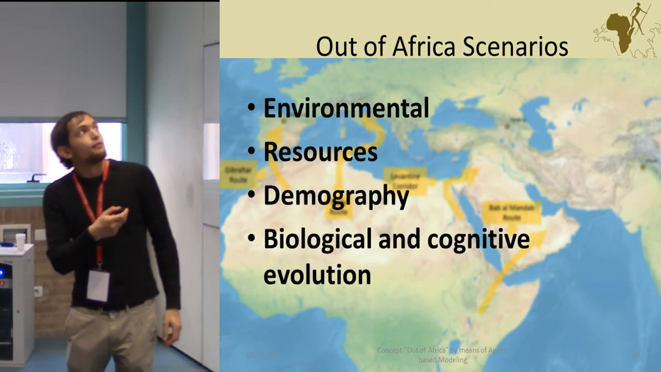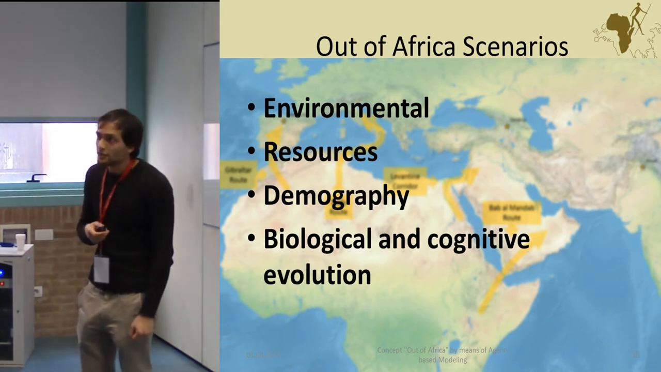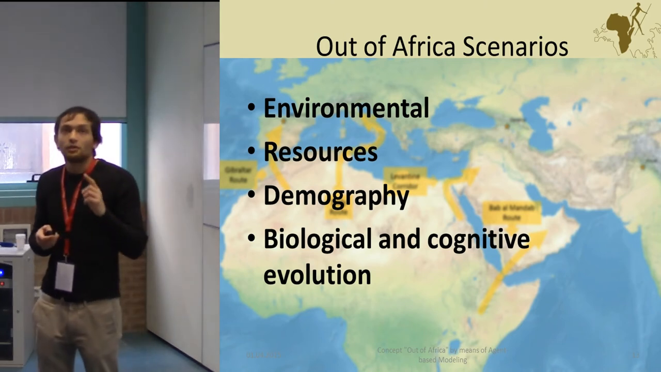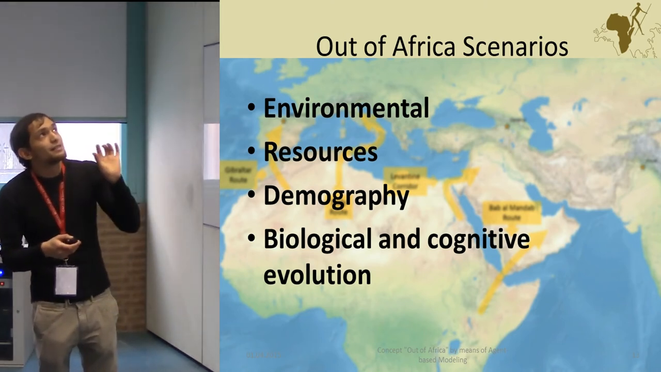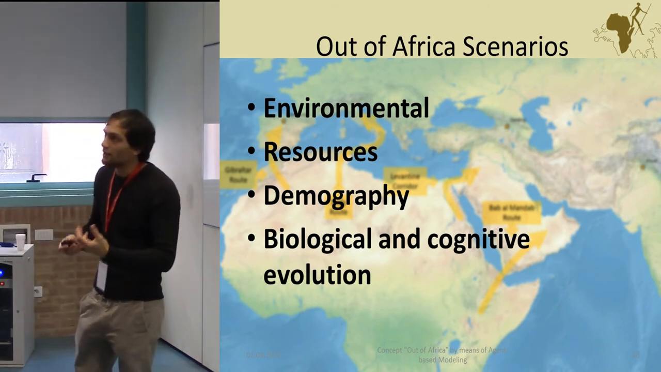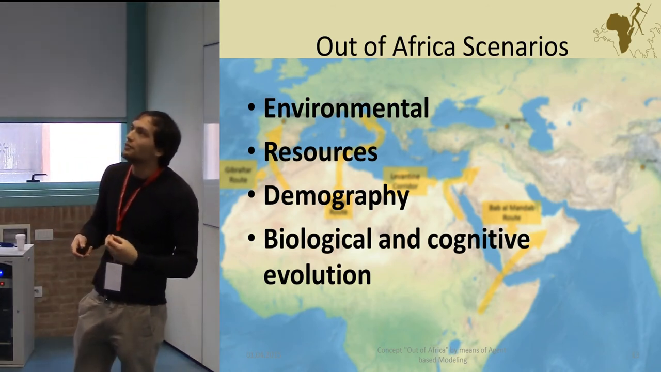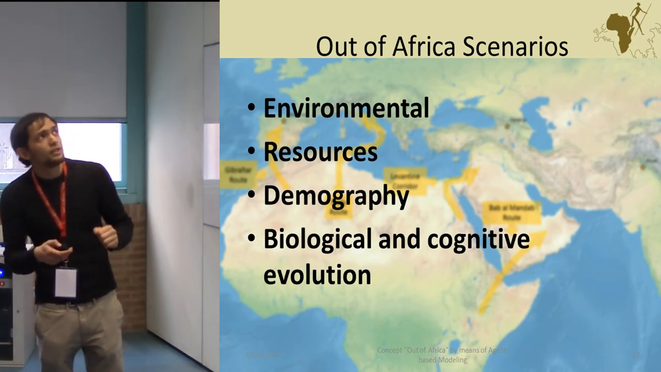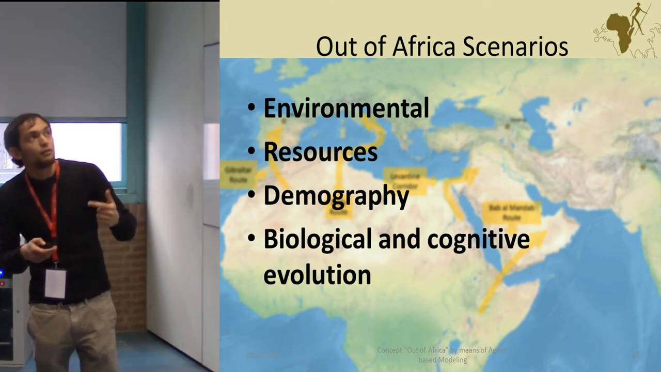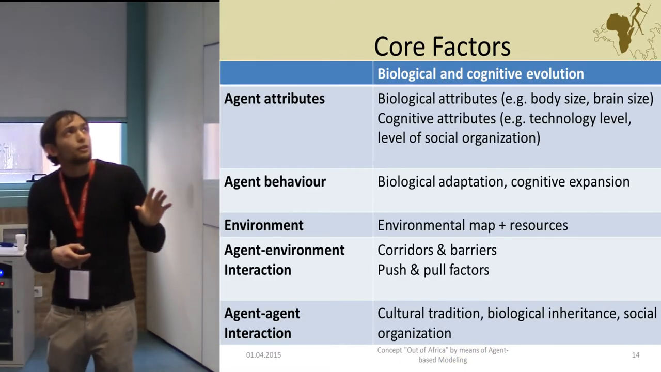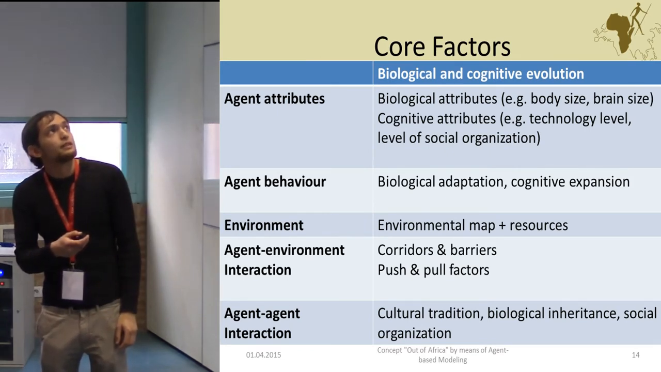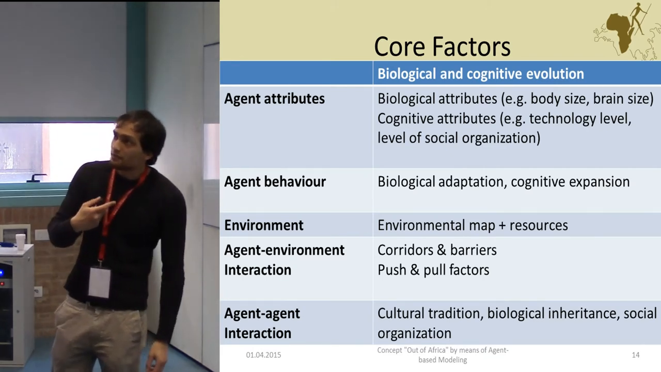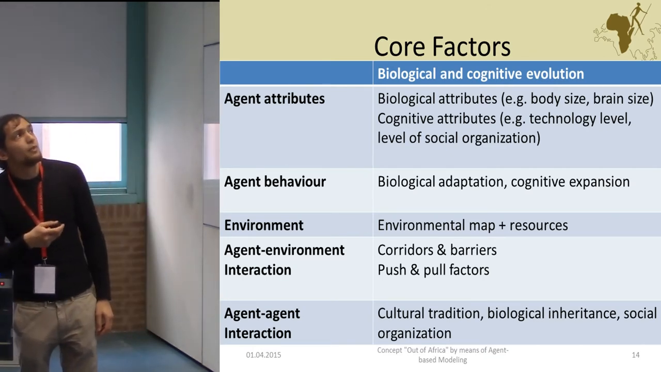This resulted in four different out of Africa scenarios. These scenarios assume that one factor is the most important factor in the dispersal. In the environmental scenario, if I would make a model for the environmental scenario, I would assume that environment plays an important role. The same applies for the resources, demography, and biological cognitive evolution. Here I show you an example of a scenario, the biological and cognitive evolution scenario, how I defined the agents, the environment, and the interaction.